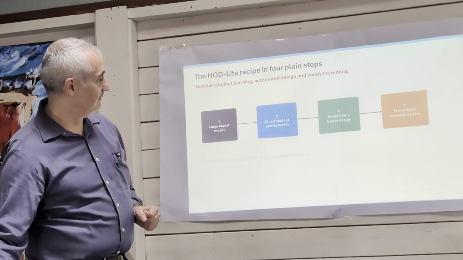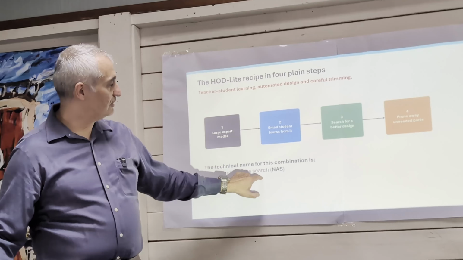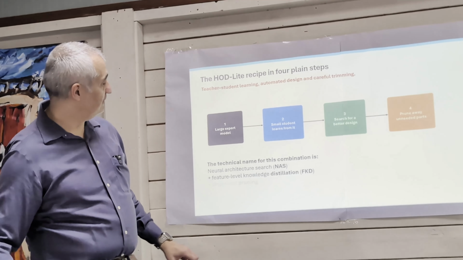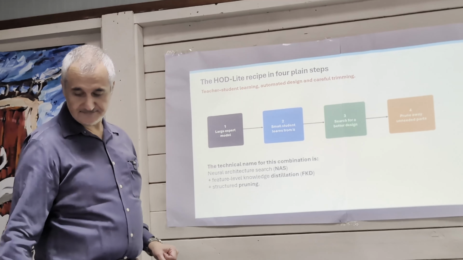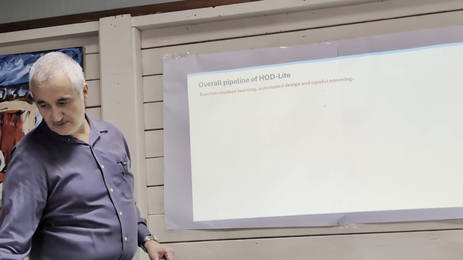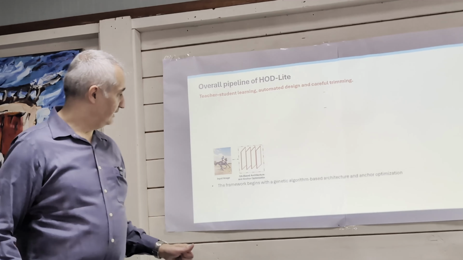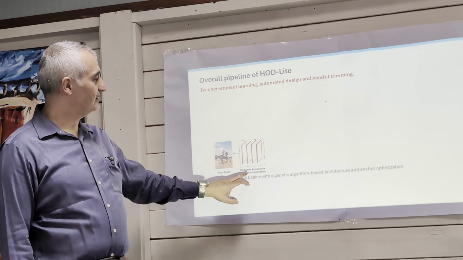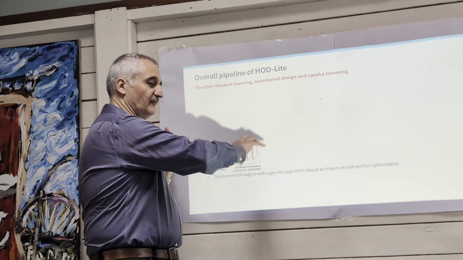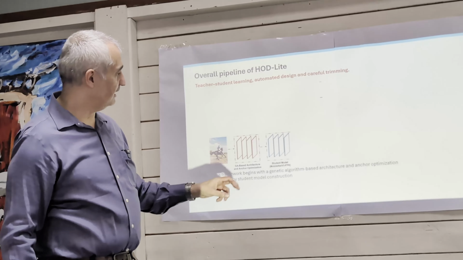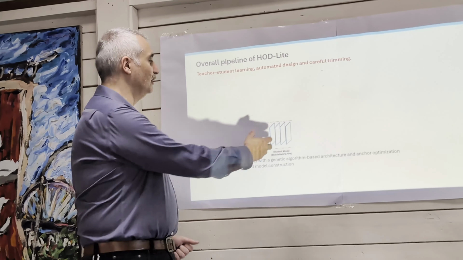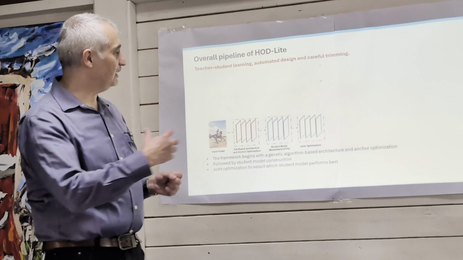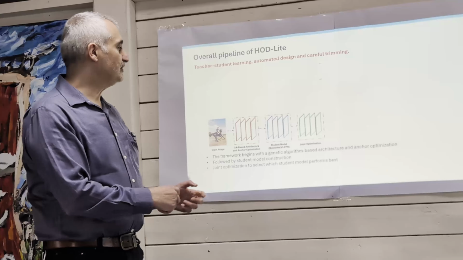So we call this technically neural architecture search, NAS, plus feature level knowledge distillation, FKD, and structured pruning. So the overall pipeline is: we have the input image, and then we have a genetic-based architecture, that's the bit that generates the large model. And then we have a student model that learns from the large model. And then we do some optimization on the different student models.